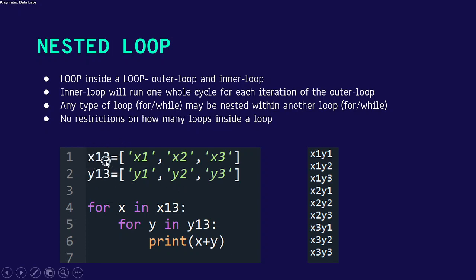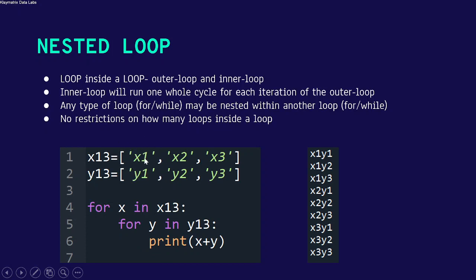So let's take this example. If I want an output where for x1 we are doing a combination with each element of y: x1 y1, x1 y2, x1 y3, then x2 y1, x2 y2, x2 y3, and finally x3 y1, x3 y2, and x3 y3. Basically, we can run a loop for this list x123, and inside this loop I have another loop, for y in y123, which runs through each element of this. So this inner loop runs for each element of the outer loop.